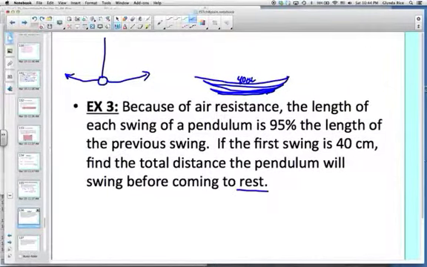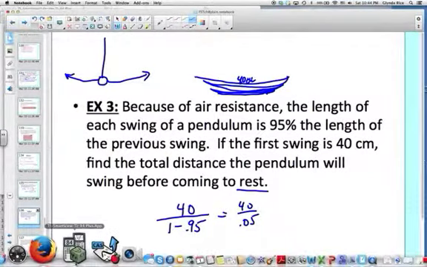So what happens? It swings, and then it swings, and then it swings. So we don't need to multiply it by 2, because each swing is just a little bit shorter. So we start with 40 centimeters over 1 minus 0.95. That's 40 divided by 0.05.